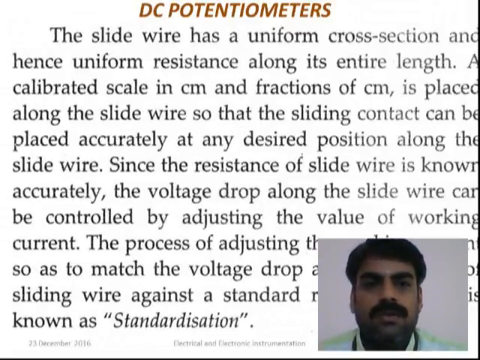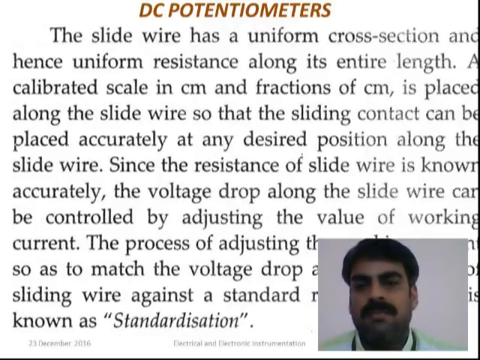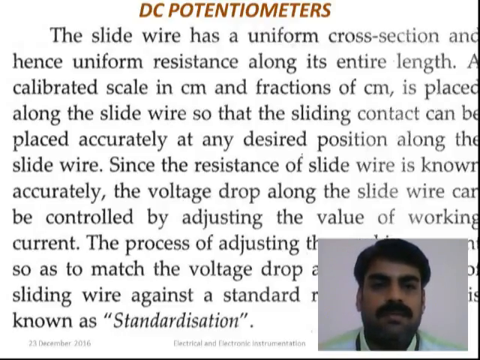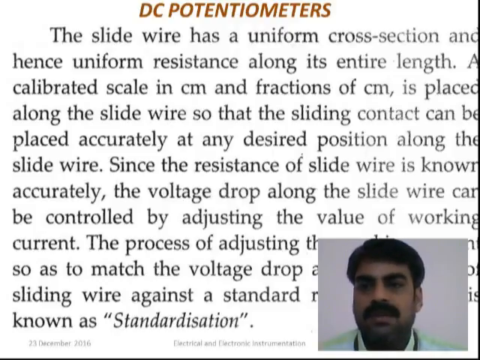Now when we are going to use this DC potentiometer to measure unknown EMF, first we have to connect the galvanometer to calibrate mode. Later we will connect it to operate mode. So what exactly are we going to do when the mode is calibrate? We are going to do the process called standardization. So let us see what standardization is.